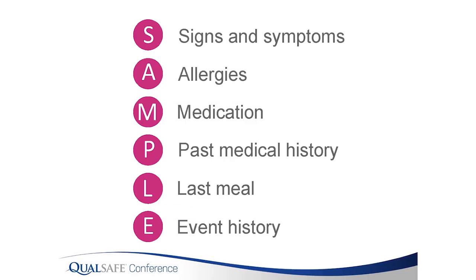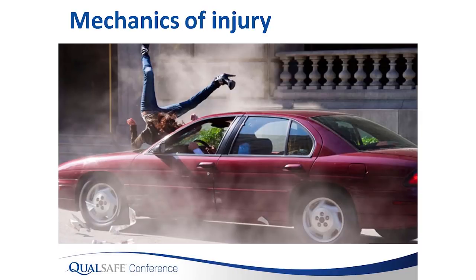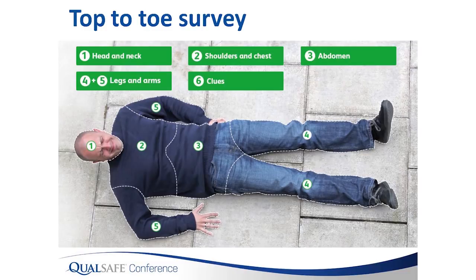Okay. It comes in three parts. There are three different bits that you can talk about when you're doing a secondary survey. One, of course, is gathering a good history. So we've got SAMPLE, we'll come back to that later. Another one is mechanics of injury, or mechanism of injury, whichever you want to call it. And then your third bit is a top-to-toe survey. So they're the three main component parts of a secondary survey.